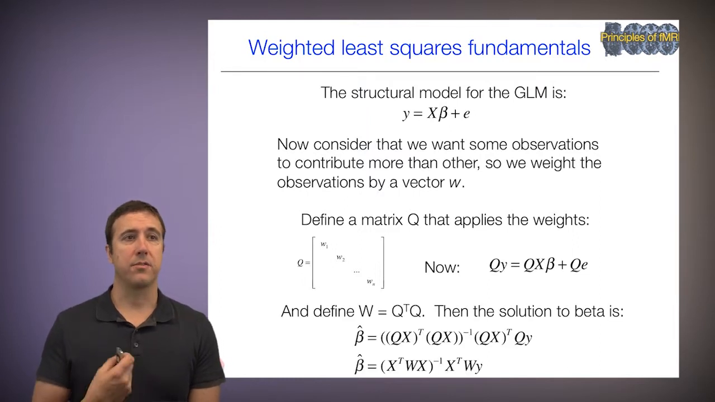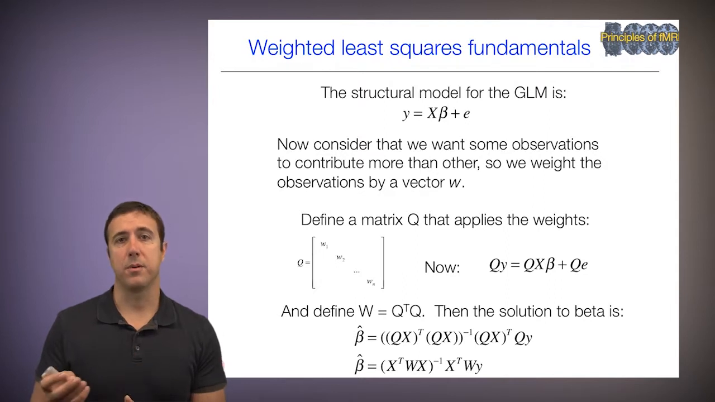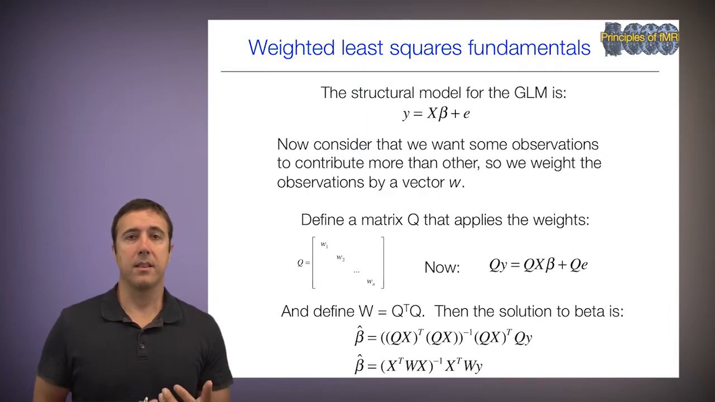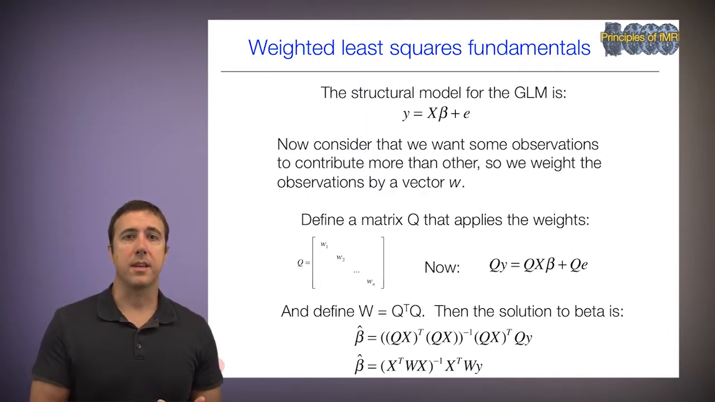Now, let's also define a matrix W that's Q transpose times Q. In that case, the solution for beta, the beta hat, that's the estimates of beta, is (x transpose W x) inverse, x transpose W y. So that weighting matrix W applies the weights, and now I'm estimating the betas in a way that includes the weights on the observations. So that's the basic principle behind weighted least squares, and beta hat is the weighted least squares solution for the data.